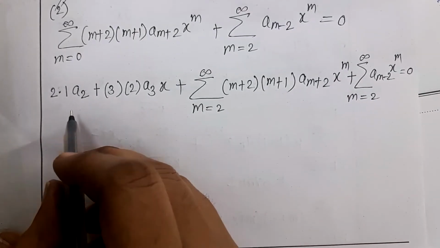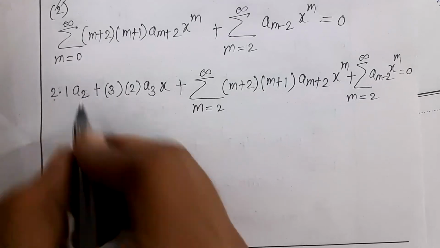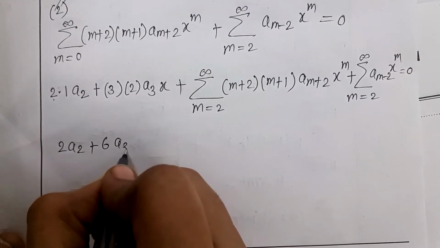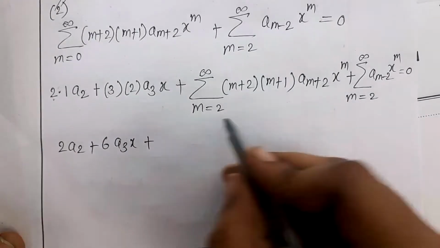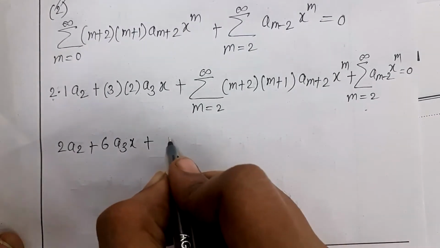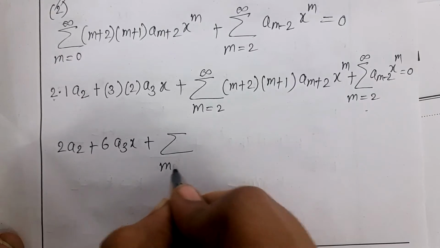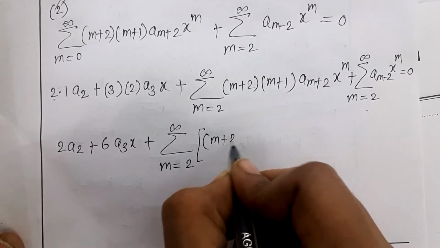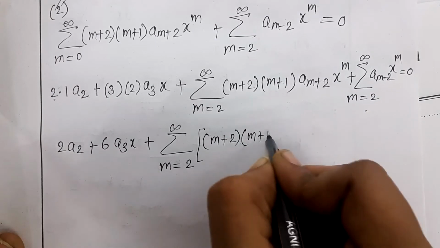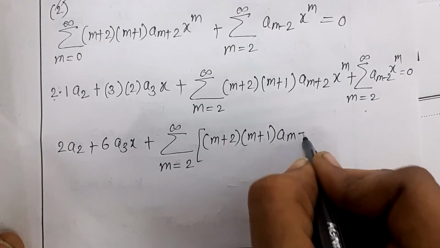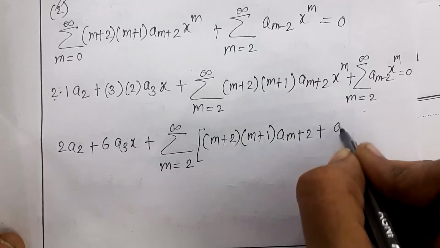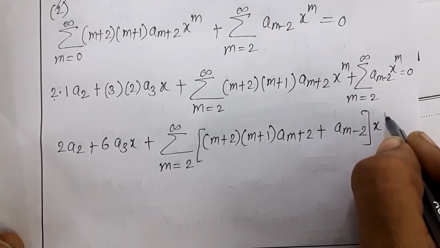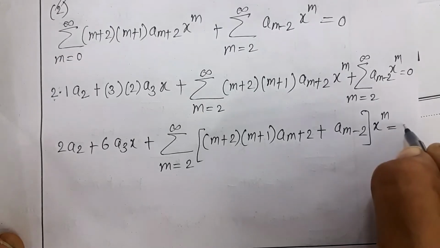Now we have the terms 2 times a2 plus 6 times a3 into x plus, and both the summations start from 2, so we can combine them. The sum from m is equal to 2 to infinity of [(m plus 2)(m plus 1) a(m plus 2) plus a(m minus 2)] multiplied by x to the power m is equal to 0.